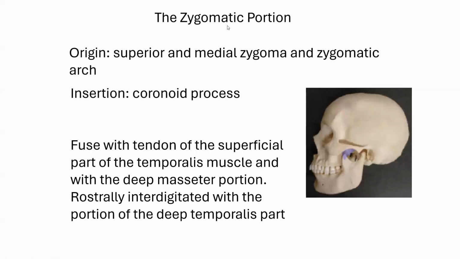Well, the zygomatic portion: origin is the superior and medial zygoma and zygomatic arch from here, and insertion is the coronoid process. It fuses with the tendon of the superficial part of the temporalis muscle and with the deep masseter portion, rostrally interdigitated with the portion of the deep temporalis part.